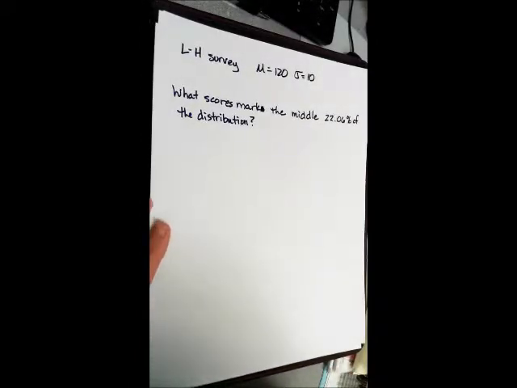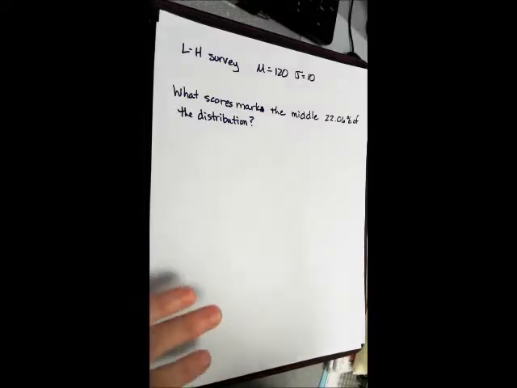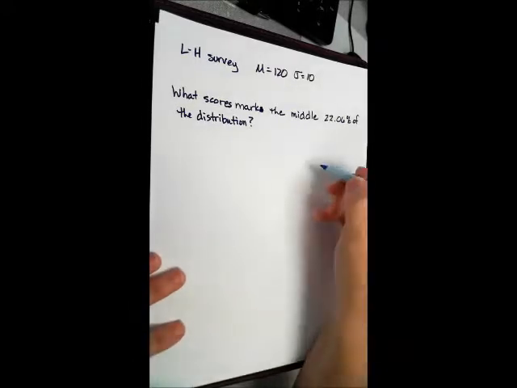Okay, our last z-score problem here. Again, your life health survey. Population mean of 120, standard deviation of 10. And now we're asking what scores mark the middle 22.06% of the distribution? Ugh, what the heck? At this point, you're being driven crazy by this. That's okay. Well, just try to hang on, all right?